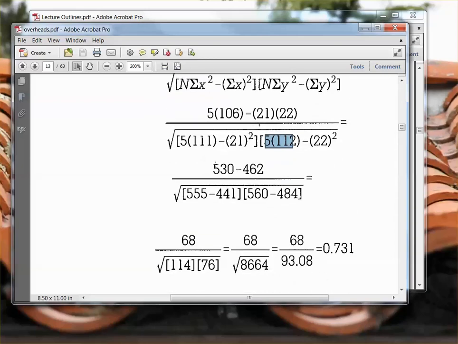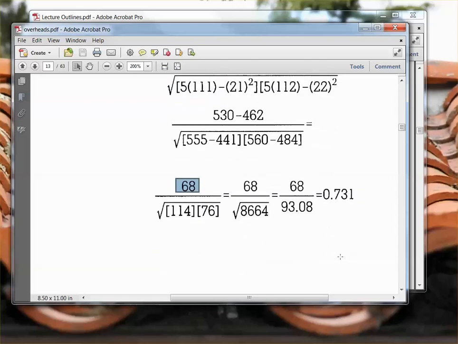So you're going to reduce 530 minus 462, well that's 68. 555 minus 441, it's 114. 560 minus 44, 76. Multiply these two numbers. You get 8664, take the square root, you get that. 68 divided by 93.8 is the Pearson R, 0.731.